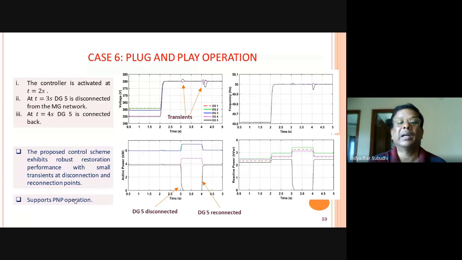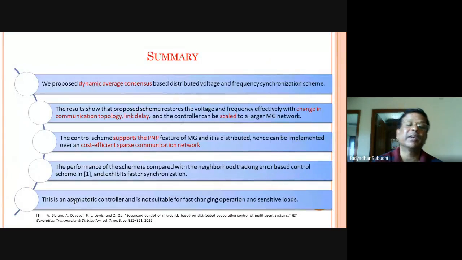That means you can accommodate different times of switching the distributed generating sources to the microgrid. Now the summary of the work that I am presenting here: we proposed a dynamic average consensus based distributed control for both frequency and voltage, and the results show that the proposed scheme restores the voltage and frequency effectively. We changed the communication topology. When you change the radial to ring, the same kind of restoration is achieved, and the link delay or the communication latency is taken care of.